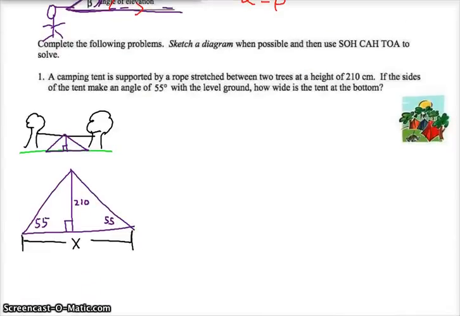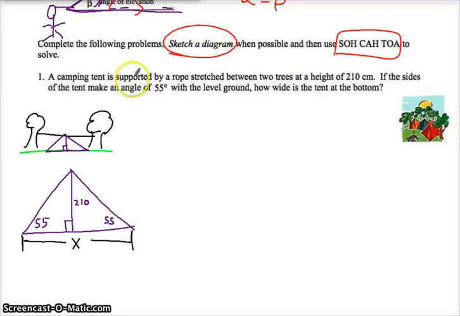Okay, so let's look at our first word problem. That word might come up in one of these word problems. It doesn't in the first one. First, I encourage you to sketch a diagram. It's going to help you visualize what's happening. And then you're going to have to use sine, cosine, or tangent to solve.